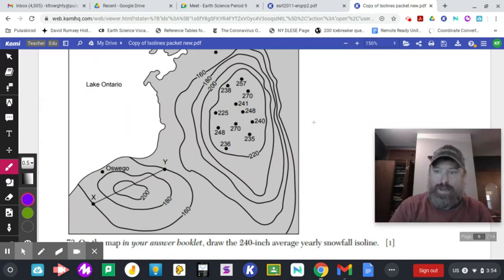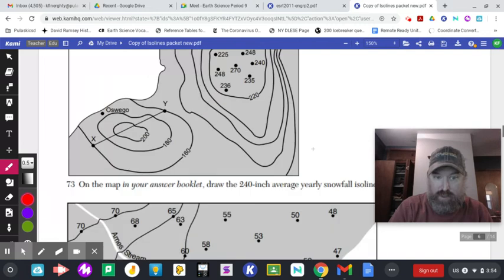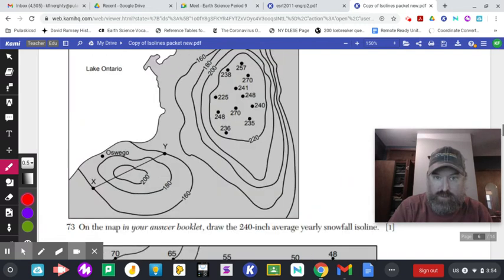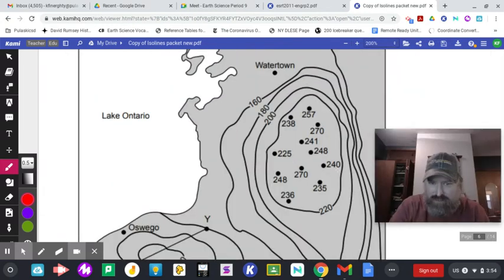All right. You're back. Thanks for listening. I'm going to switch to red, just so it stands out a little bit on this gray. For drawing the 240, I'm also going to blow this up a little bit more. All right, so I take a look around. I've got lower snowfall outside the Tug Hill Plateau, as we all know, living here, and the higher snowfall towards the middle. So if I'm drawing the 240, I need lower numbers towards the outside of my circle, higher numbers towards the inside. 248 is higher. 225 is lower.